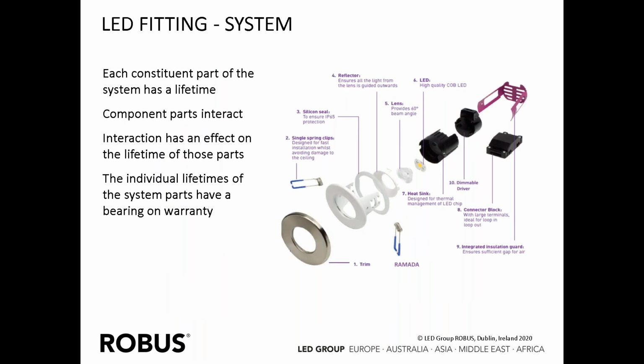What we're saying here is that each constituent part of the system has a lifetime. So it could be, as we're looking at today, that the LED has got a specific rated life, and we can look at ways that we prove that. The driver will have one, even things like the springs that hold it in the ceiling are going to have a rated life, because over time they may start to weaken, so that the fitting starts to droop out of the ceiling a little bit. The trim, whether it yellows over time because of any UV or heat that is generated.